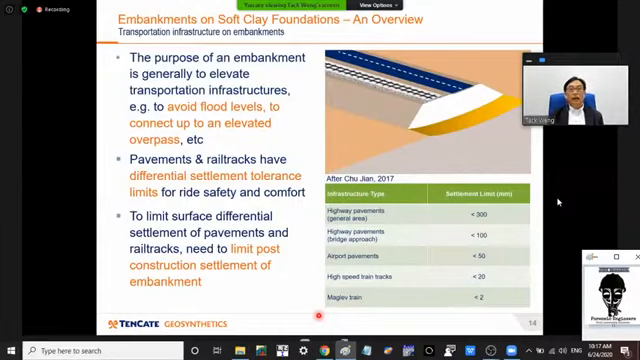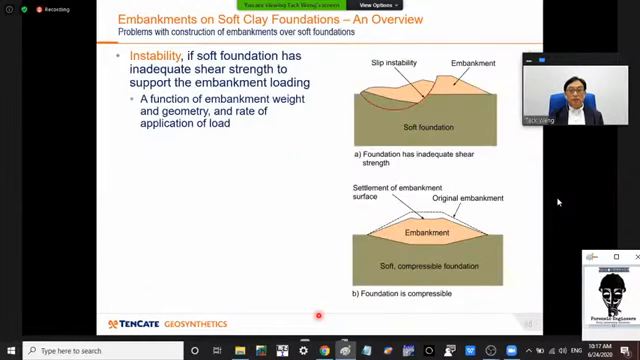Two aspects of design for embankments. One is stability or instability. If the soft foundation has inadequate shear strength to support the embankment loading, and this is a function of the embankment weight, how high it is, and the density of the fill that is used to construct the embankment, the geometry, as well as the rate of application of load. I will talk a little bit more about that later. And settlement.